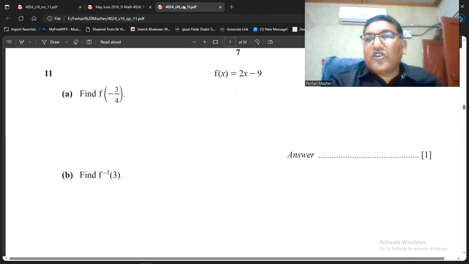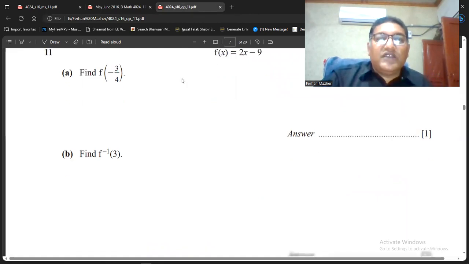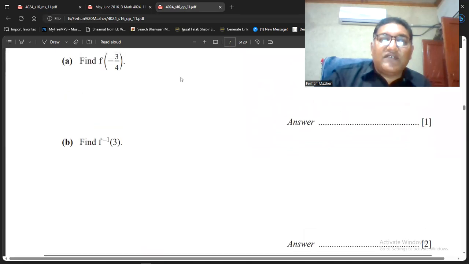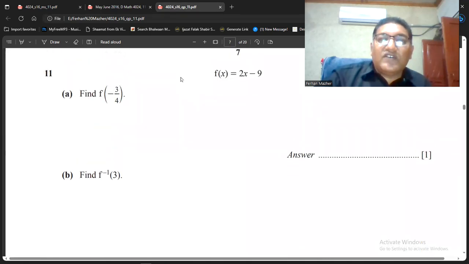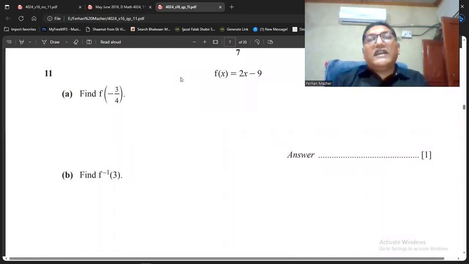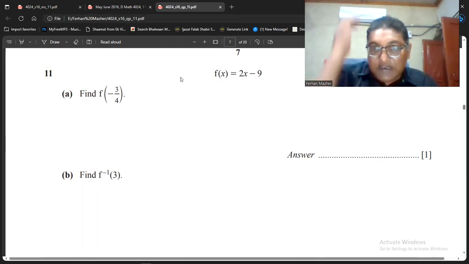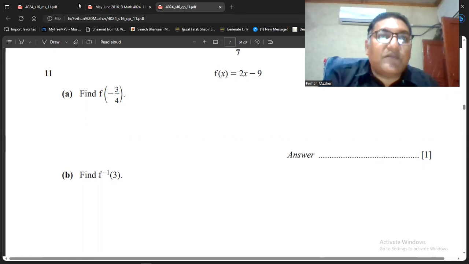Okay, so we are going to question number 11, and it's B part. It's a 2 marks catch question. Their question is find the f inverse of 3. First of all, I will have to find out the inverse of this function. If you want to find out the inverse of this function, there is a proper procedure for that purpose.